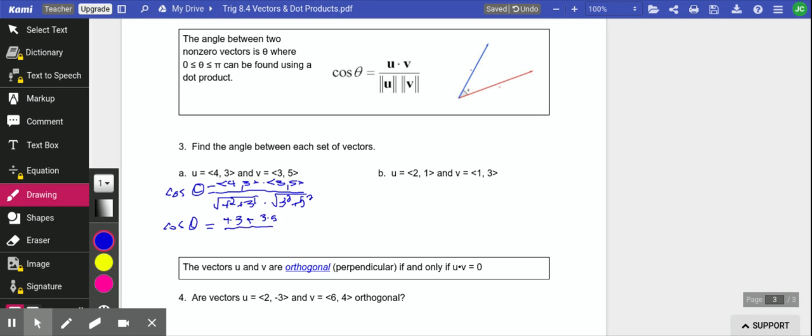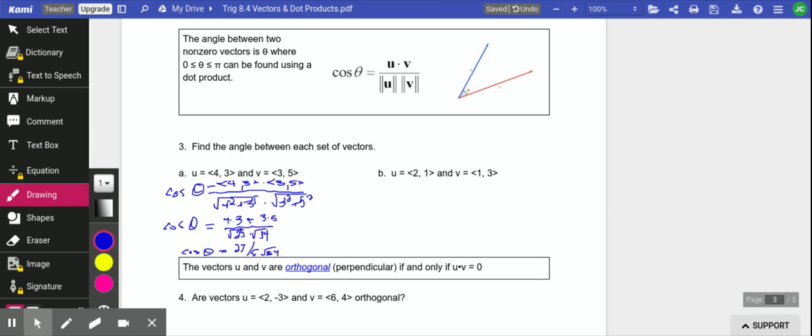And then in the denominator, 4 squared plus 3 squared, that's 16 plus 9, so that's the square root of 25. And then 9 plus 25, that's the square root of 34. So we have cosine of theta is 27 over 5 root 34. Okay, I think I did that right. Does everything look okay there?